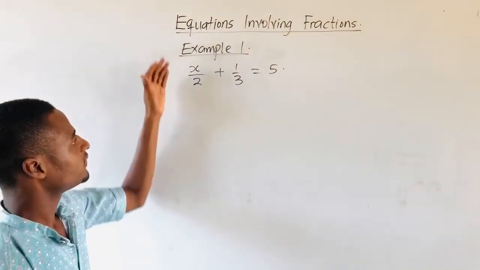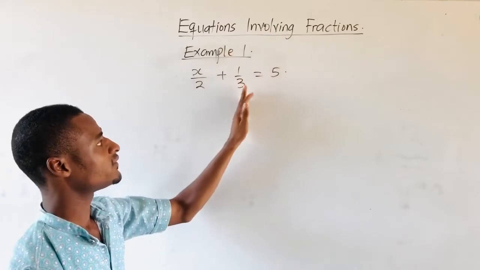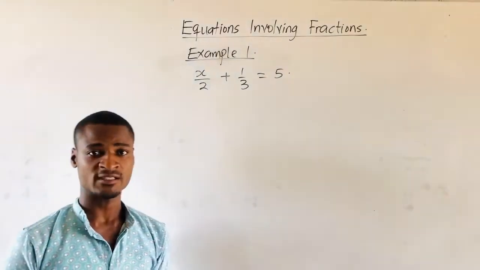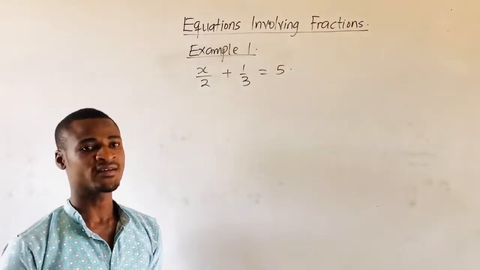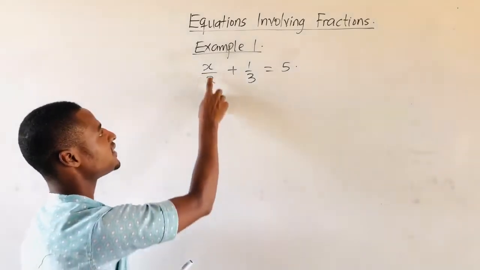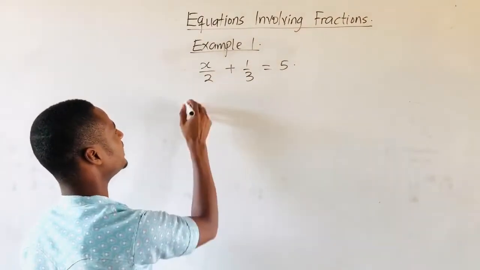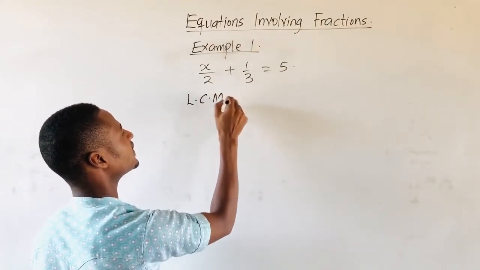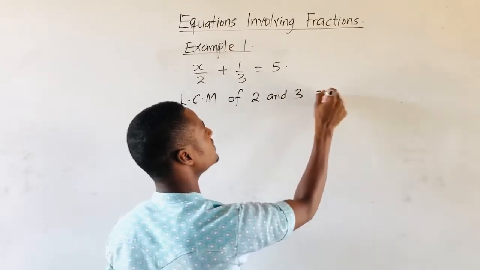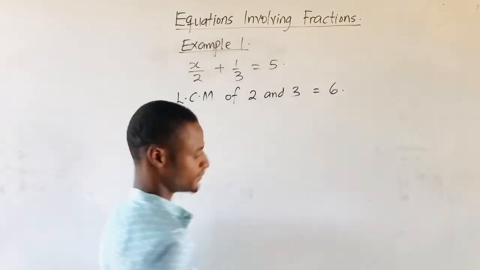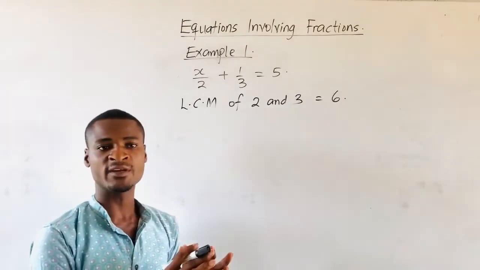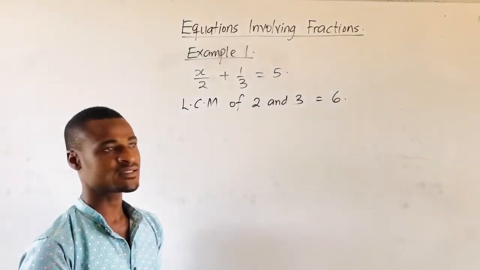We have x over 2 plus 1 over 3, and that's equal to 5. In solving equations that involve fractions, the basic thing is that we must find the LCM of the denominators. Here, our denominators are 2 and 3, and the LCM of 2 and 3 is equal to 6. Then when we have our LCM, we multiply each term of the equation by our LCM.